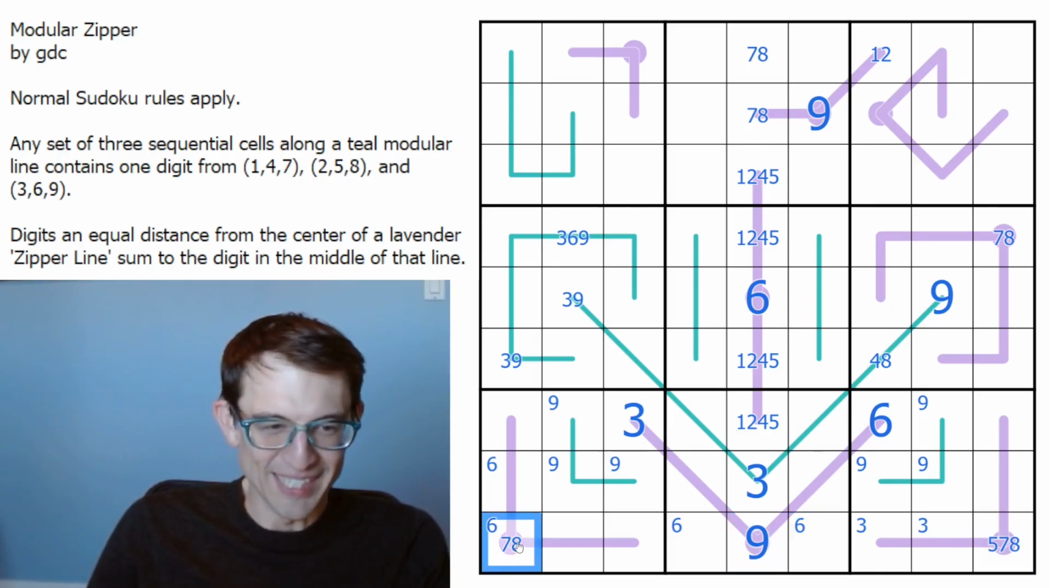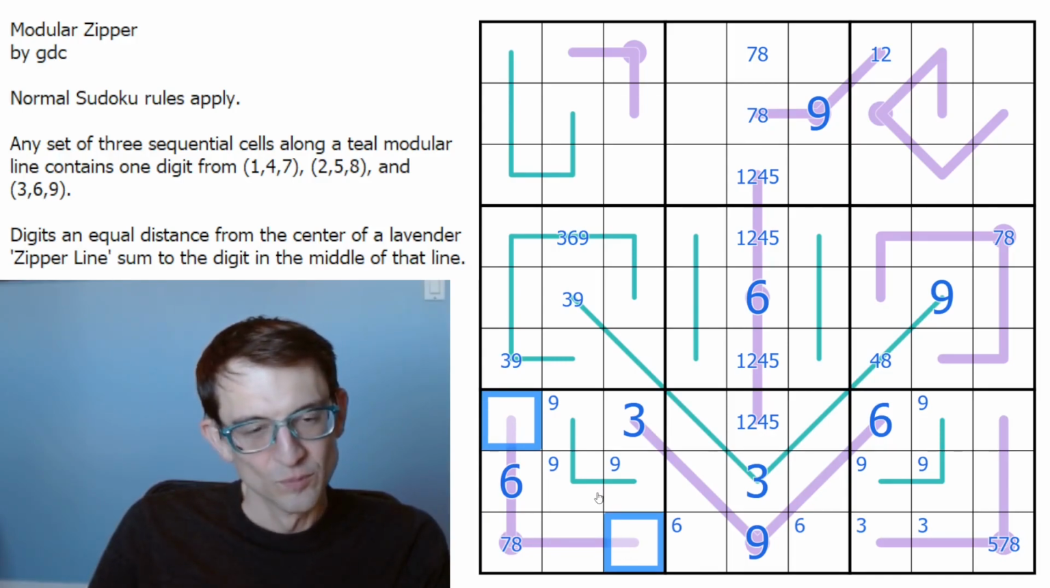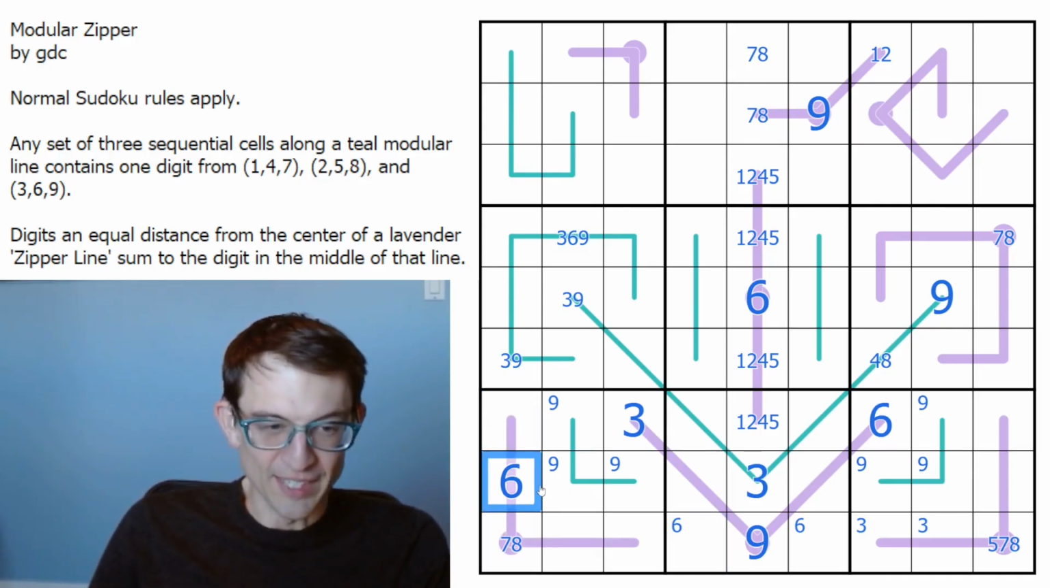This 6 here means that's not 6, so that's 6. So this is the same modularity as this, and these two are the other modularity. I'm going to think about coloring that. So because this is kind of 0 mod 3, whatever it adds to is going to be the same as this.